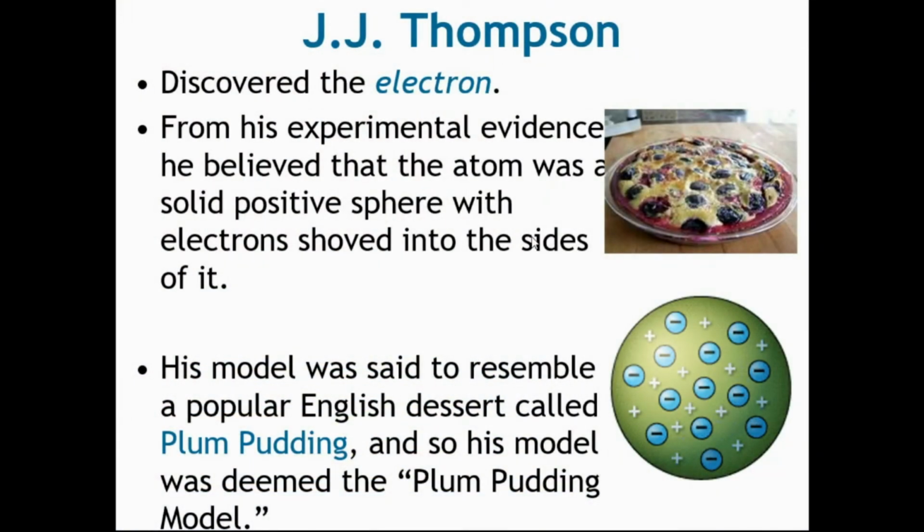In Ghana here we may be calling this one a pizza sort of. So you see the black things inside the pudding is actually representing the electrons, whilst the entire thing is actually the atom with some positive charges inside it. So J.J. Thomson's model of the atom is called the plum pudding model.